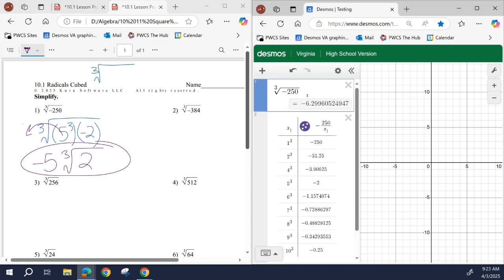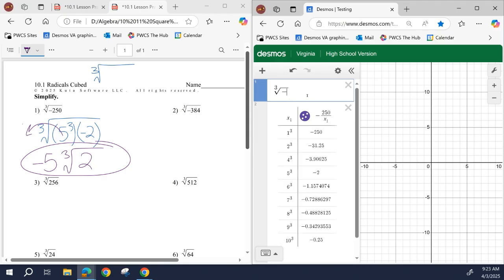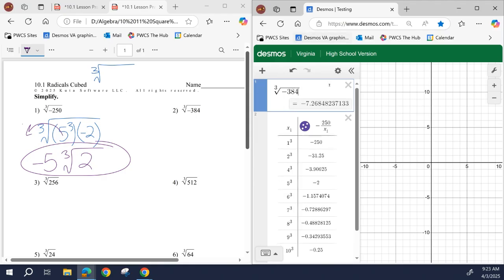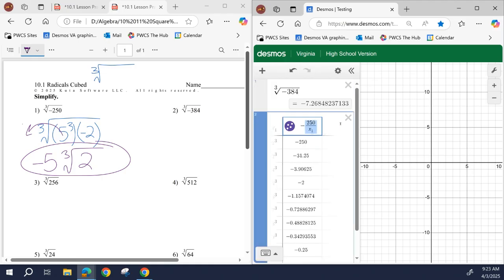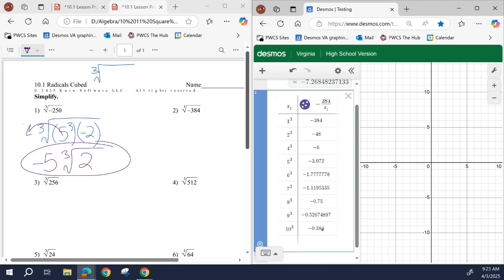Let me do that next one. I'm going to do a couple. I'm always going to check to see if this works out nicely. It doesn't. It's a decimal, so I've got to move on to this process. Change this to negative 384. And again, I'm going to look for the smallest number in the right column that's not a decimal, so that's that -6. So negative 384 is 4 to the third power times -6.